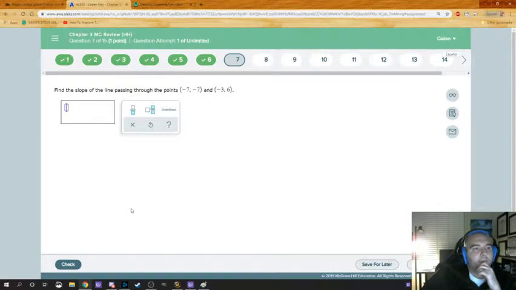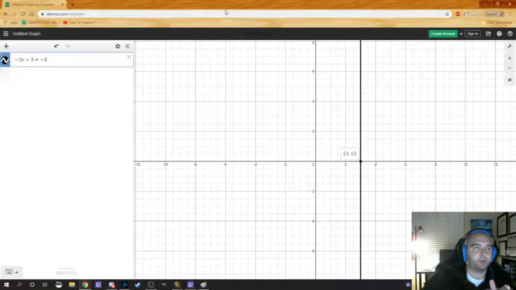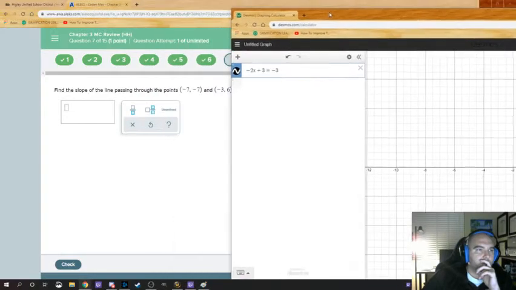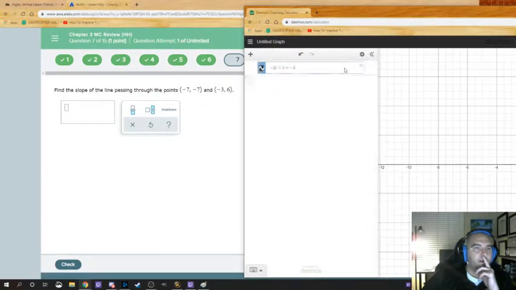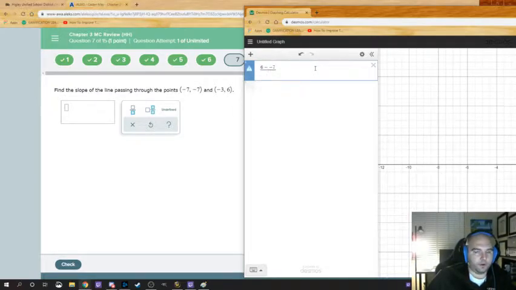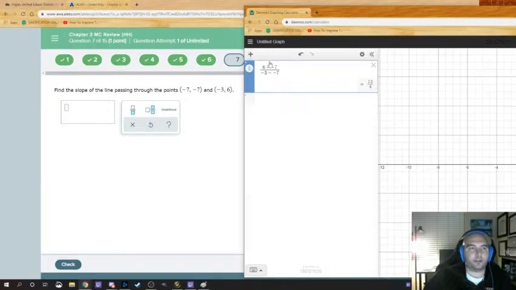Find the slope of the line passing through the points -7, -7, and -3, 6. Now, you could set this up by hand. I'm going to be using Desmos here. Let me separate it real quick. You just literally type it in, y2 minus y1 over x2 minus x1. And you get a decimal, but Desmos will very kindly convert it to a fraction if you click 13/4. That's it. You could write this on paper.